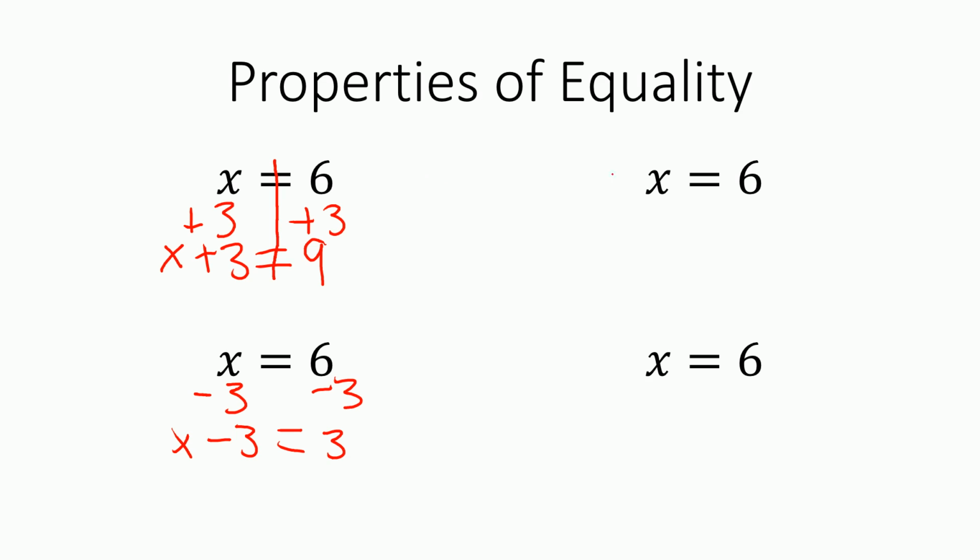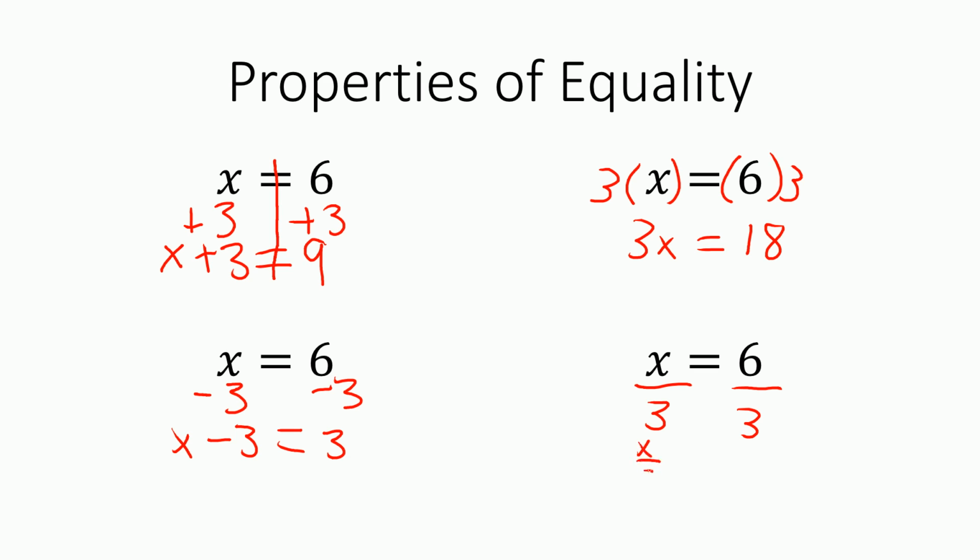So if I multiply, usually when I multiply, I will put x in parentheses and I'll multiply out here. And I can show that over here as well. So 3 times x, well, that's 3x. 6 times 3 is 18. So x is still 6. It doesn't change the value of x, it just changes what the equation looks like. Same thing here. If I divide by 3, I still have to write x divided by 3 because I can't do much with that. And then 6 divided by 3 is 2.